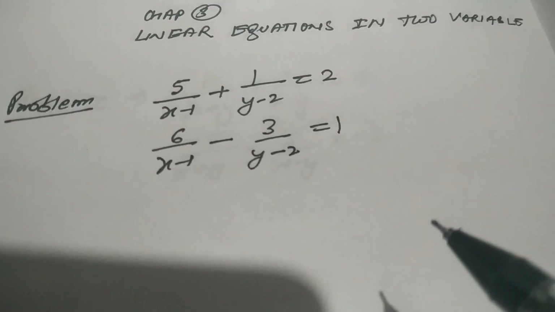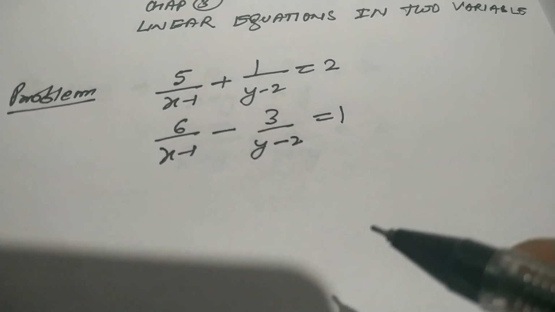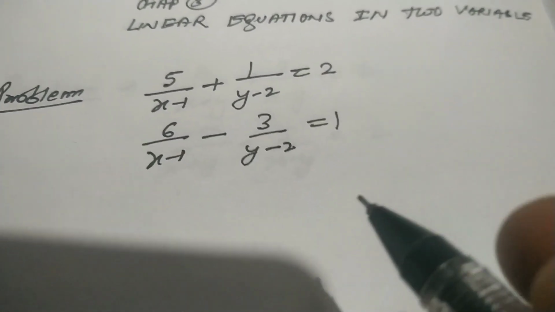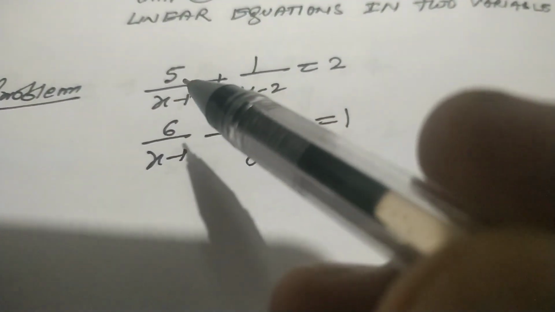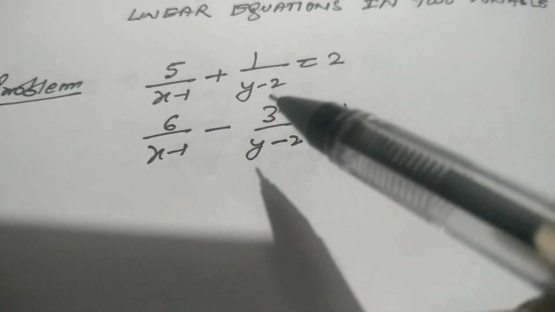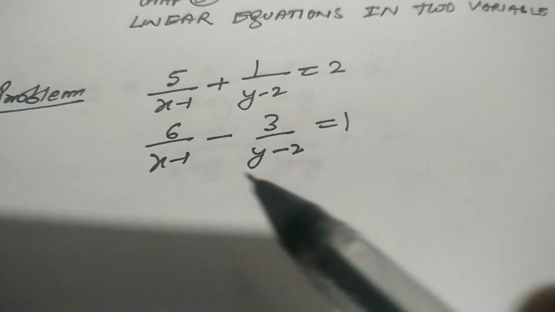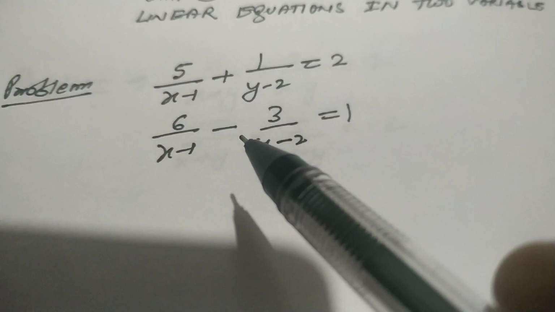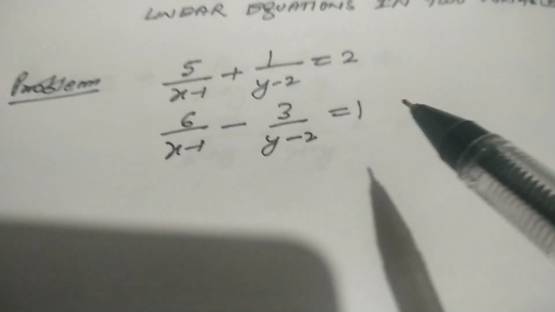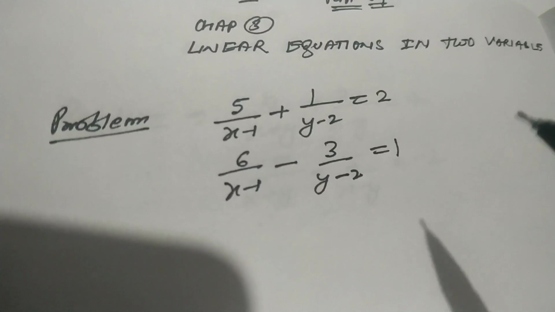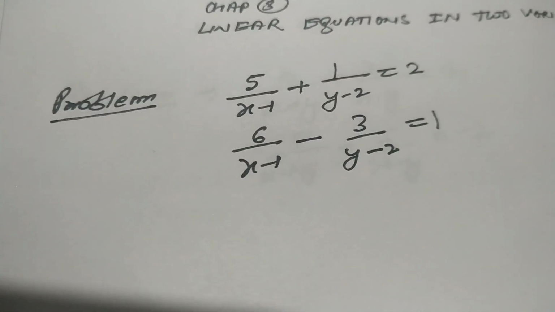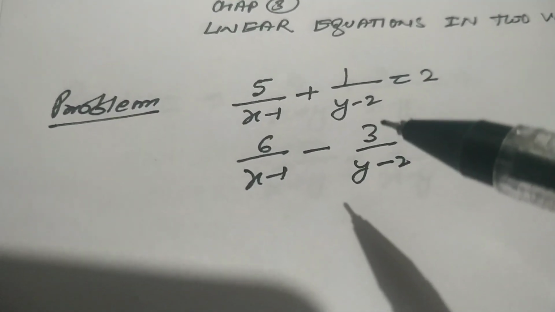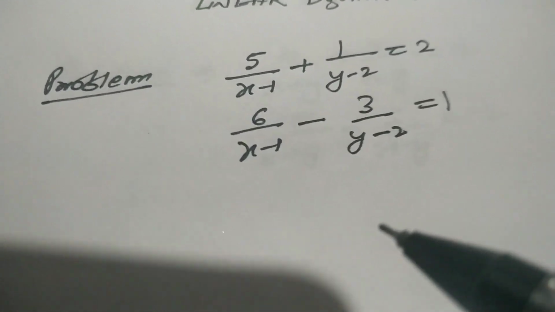Students, today we will discuss problems where the variables are in denominators. First we have a problem like this: 5 upon x minus 1 plus 1 upon y minus 2 is equal to 2. That is the equation. And the second equation is 6 upon x minus 1 minus 3 upon y minus 2 is equal to 1. Now look at these two equations. Generally they do not look like linear equations in two variables. First try to convert them into the basic, standard form.